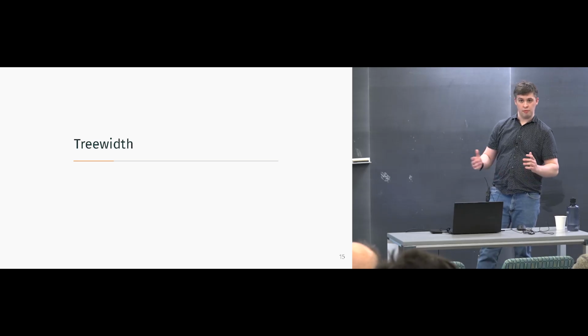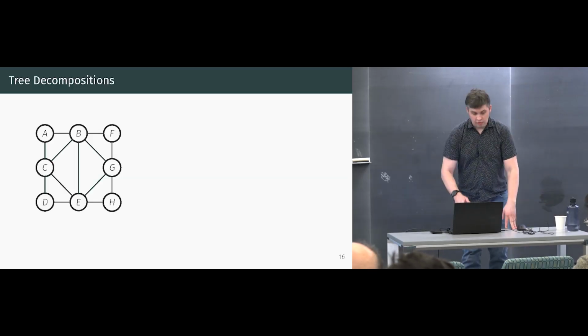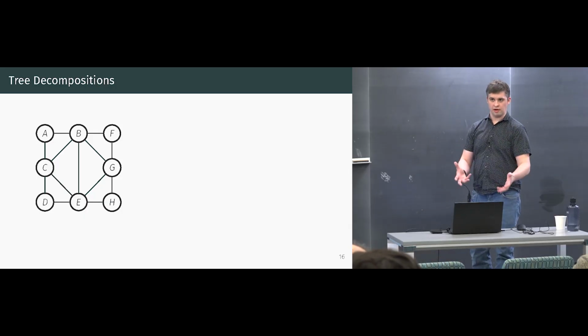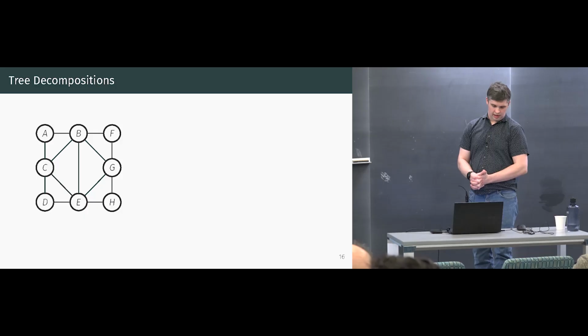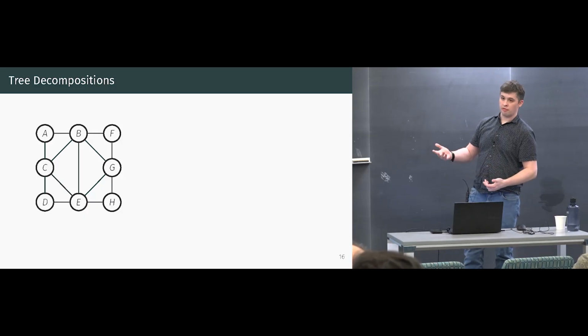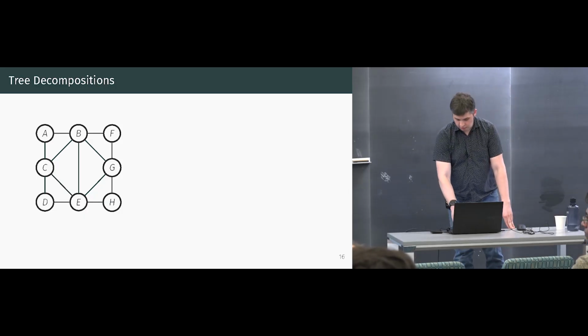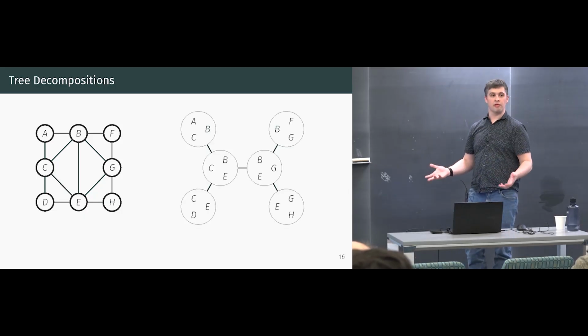Okay then, tree width. So to define tree width, you have to talk about tree decompositions. That's the object being studied here. And for that, we need an example graph. So here's the Wikipedia example for tree width. And here's a tree decomposition.